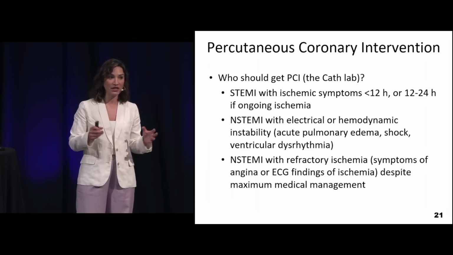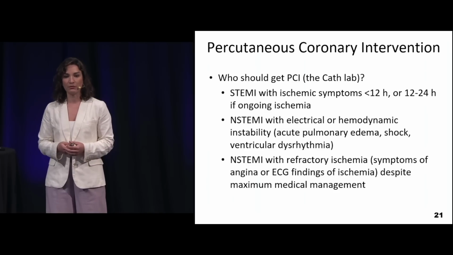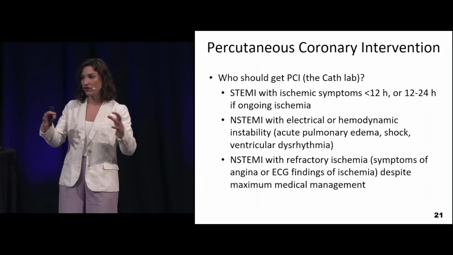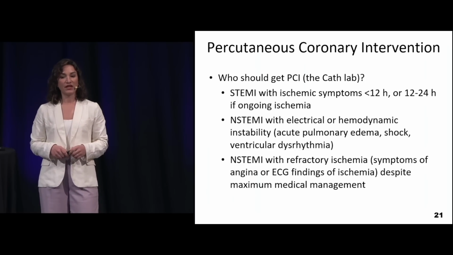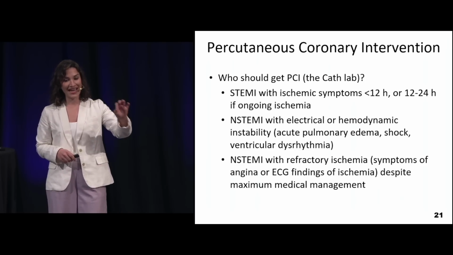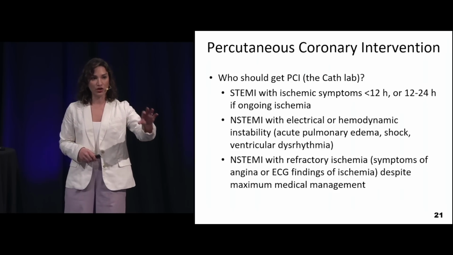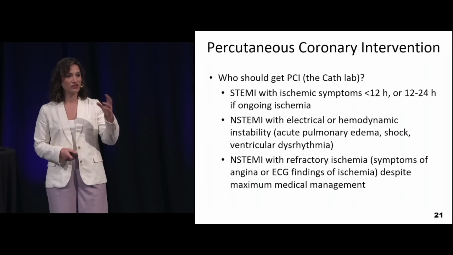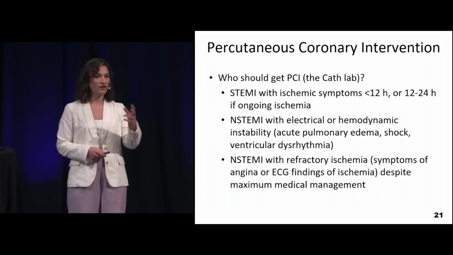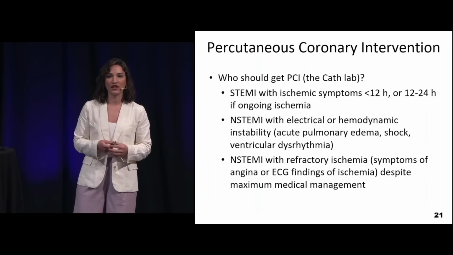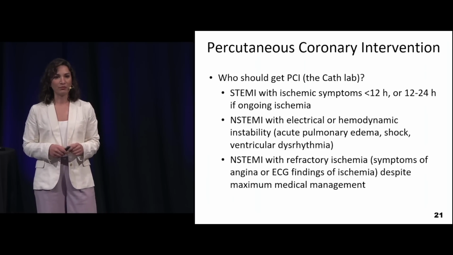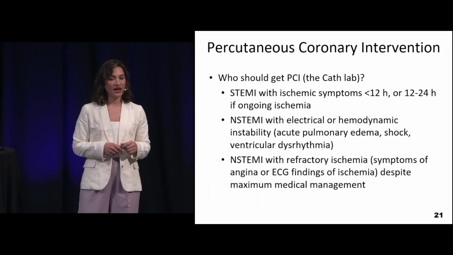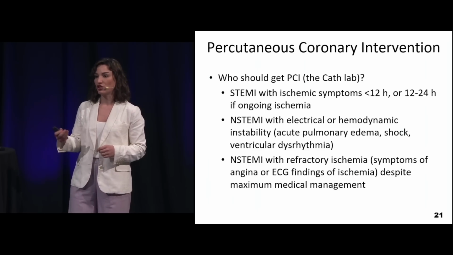So STEMI: anyone coming in with a STEMI and having ischemic symptoms, or if they have ongoing ischemia, if they've been having pain for a while, they're having ongoing discomfort, those patients need to go. Patients who do not have a STEMI, so they have an NSTEMI, positive troponin but no STEMI on their EKG, but they're having hemodynamic instability. So these patients are in shock, they're in pulmonary edema, they're having runs of VFib or something like that. Runs of VTach would probably be more survivable there. So they're having some arrhythmia. That is someone who you should push to go to the cath lab.